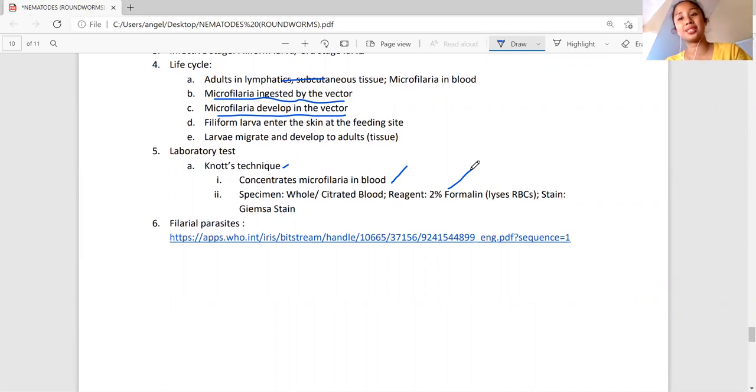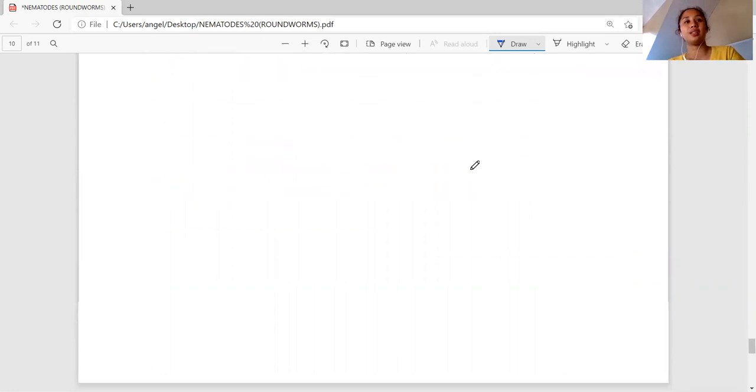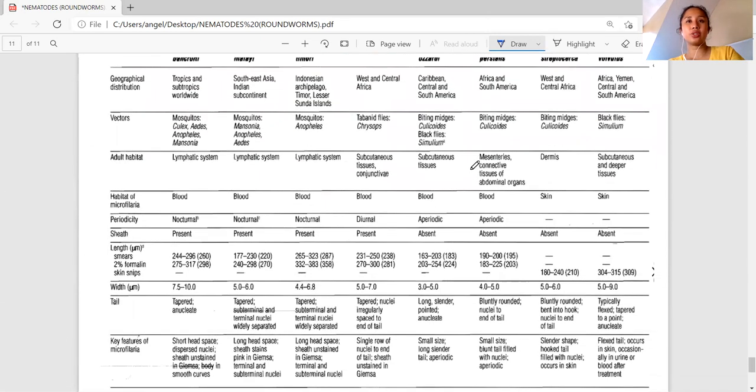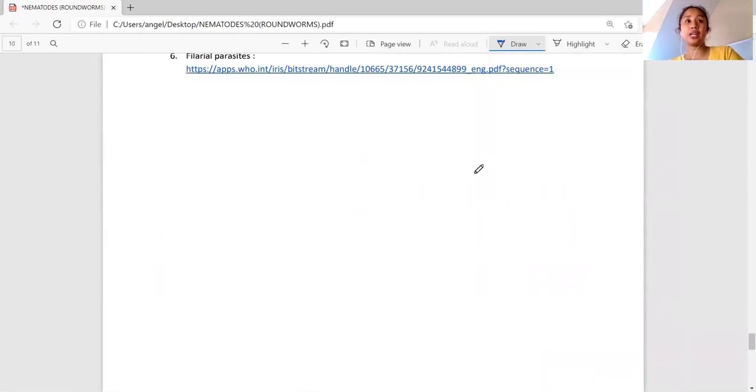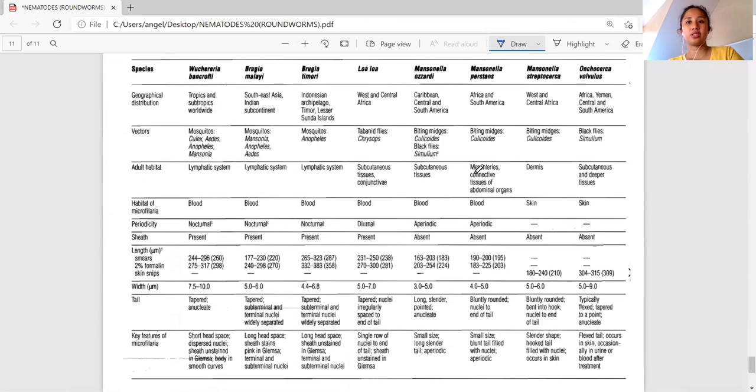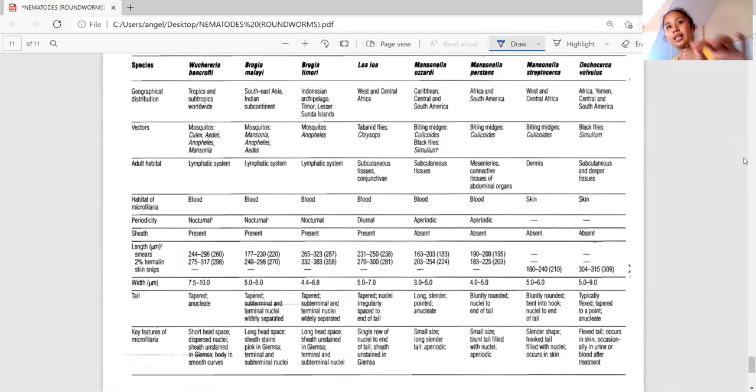And what the stain? Trichrome ba? Hematoxylin ba? Giemsa ha? Stain. And class, this is your table for your microfilaria. I gave a link so that you could also get it. And naghanap ako ng updated version nito. Wala. So class, ang maganda i-note dito sa mga filarial worms is their sheath. So hanggang Loa loa, they have sheath. Mansonella to Onchocerca, they have no sheath.